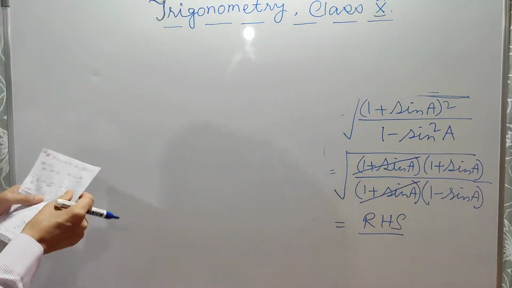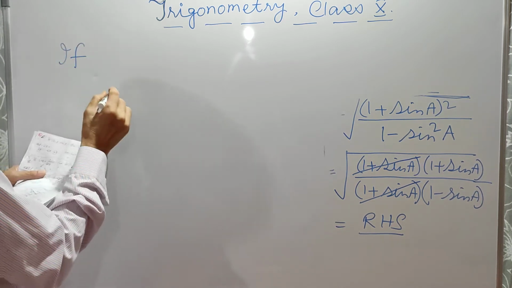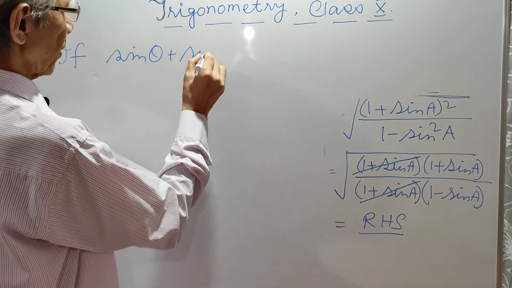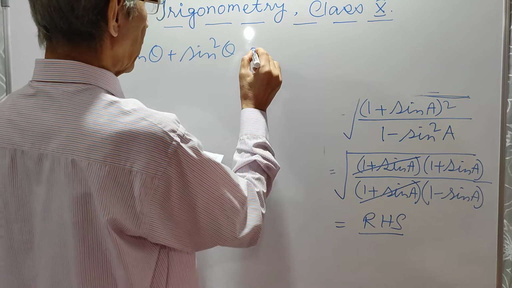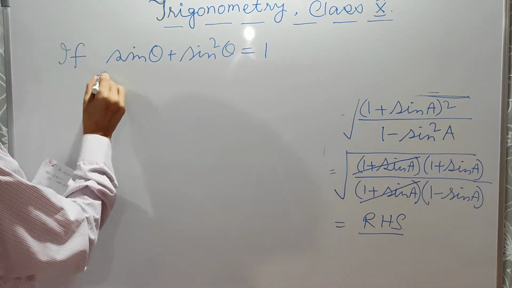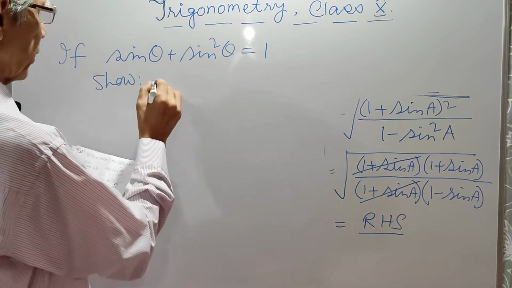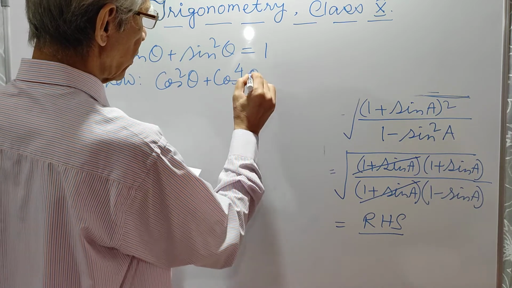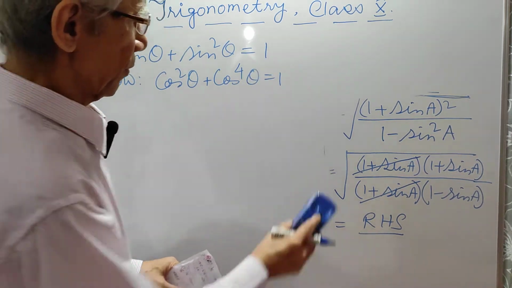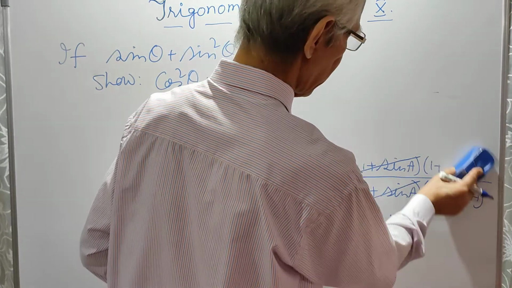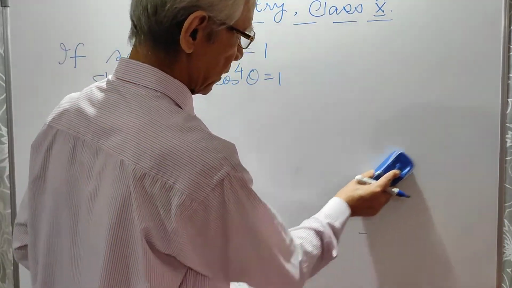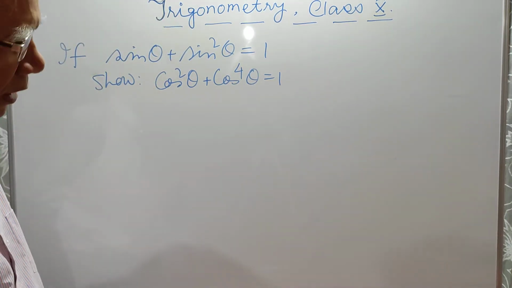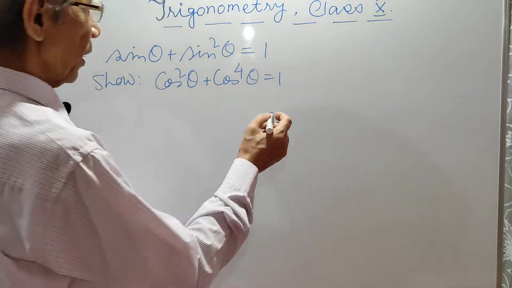Okay. Next one is this. If sine theta plus sine square theta equal to 1, show that cos square theta plus cos to the power 4 theta equal to 1. That is the question. If sine theta plus sine square theta equal to 1, so you have to prove what? Cos square theta plus cos to the power 4 theta equal to 1. This is the question. Okay. Now we do this way.